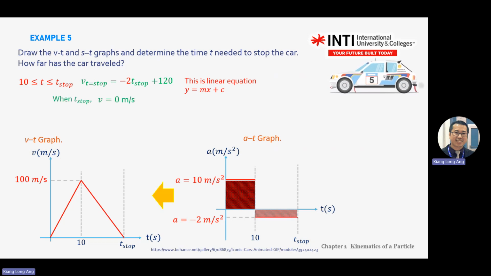So you draw the line. You can find the t-stop, right? From this equation. So you know the velocity at stop is 0. Substitute 0 here. This one unknown. Rearrange, you get t-stop is 60 seconds. So this value is 60 seconds. Once you find the value, go to the graph here, update your graph, you just write t-stop equal 60 seconds.